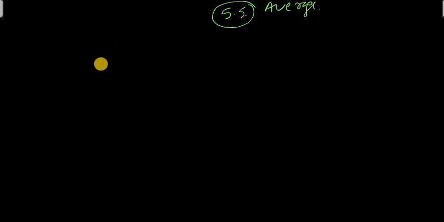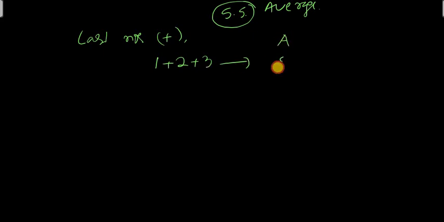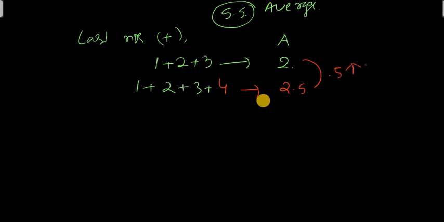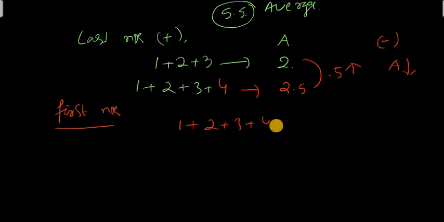Now, when last numbers are included. Take 1 plus 2 plus 3, whose average is 2. If we include the next consecutive number, 4, the average becomes 2.5, so the average increases by 0.5. So when the last number is included, the average increases, and when it is excluded, the average decreases. For the first number, take 1 plus 2 plus 3 plus 4 plus 5, whose average is 3.